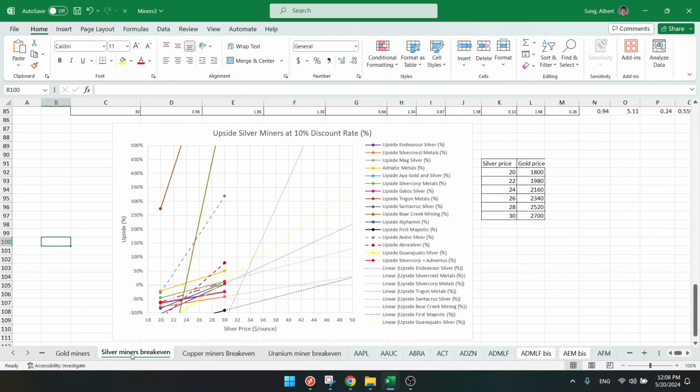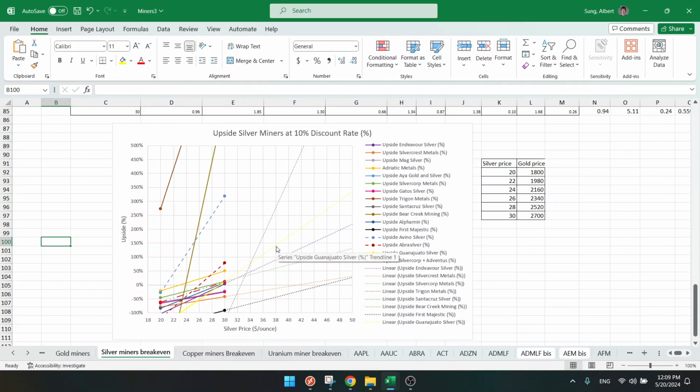Now for silver, we're only going to go to 35, okay? We're not going to go to 50 or 100. 35 is the number based on the futures curve. What is the upside for some of these miners? Endeavour Silver could go to an upside of 100%. So that's a double. Silver Corp could go to 50% upside. Then we have Silvercrest, which actually has downside because they are overvalued.